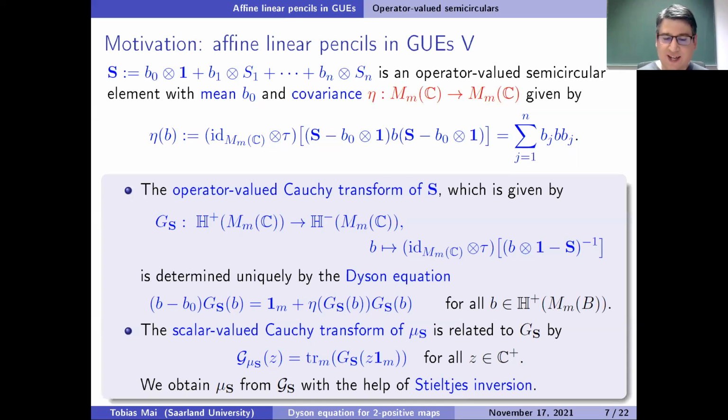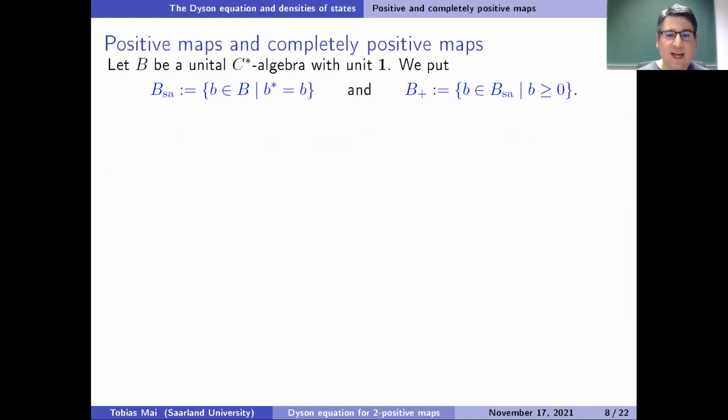But the question is, we had this covariance map eta. So we would like to understand a little bit better what actually the role of this eta is. So what kind of properties do we need in order to get this machinery to work? And so I should maybe say a few words on the properties of this map eta. And in fact, it turns out to be a positive, and in fact, it's a completely positive map in this case. And in order to introduce or to remind you of this terminology, let me just spend this slide here.